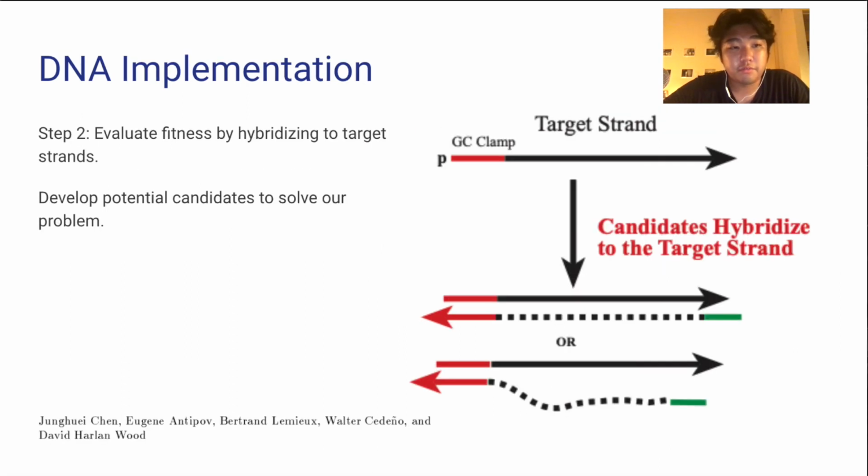Step 2, we evaluate the fitness by hybridizing to target strands. As you can see here, the target strand is on the top, and hybridization will lead to the target strand being combined with the several candidates. So there's one on the bottom with more of the curves defined, and then one of the straight. Basically it's connecting those with the target strand, and we use the same target strand for both. Doing this, we develop potential candidates to solve our problem.